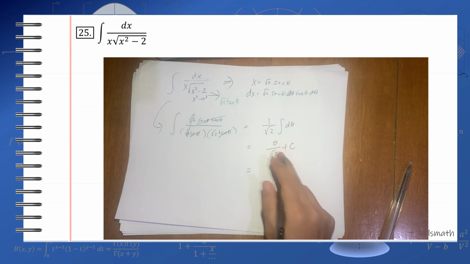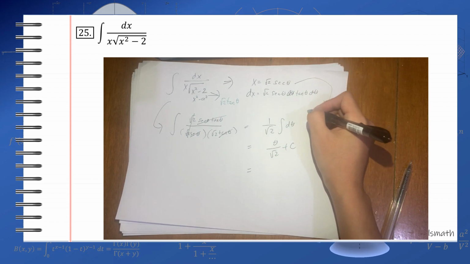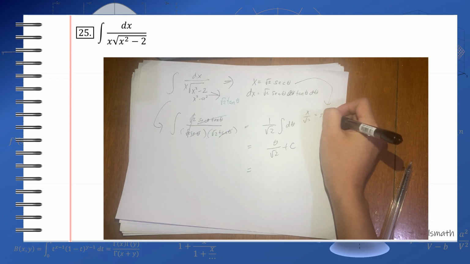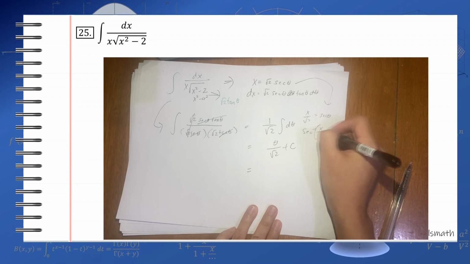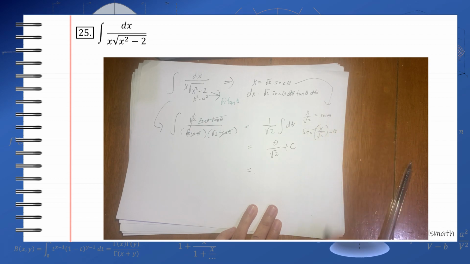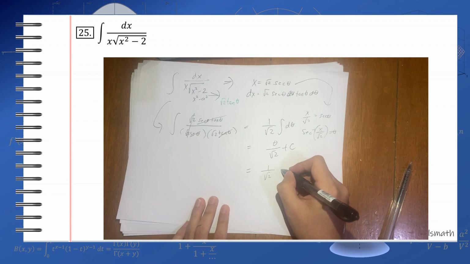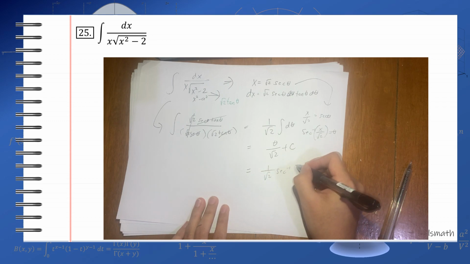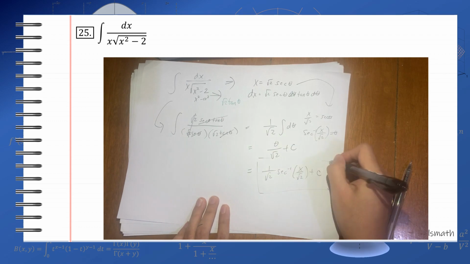In terms of x, from here, we know that x over square root of 2 is equal to secant theta. So secant inverse of x over square root of 2 is equal to theta. So this one is 1 over square root of 2 times secant inverse of x over square root of 2, plus c.